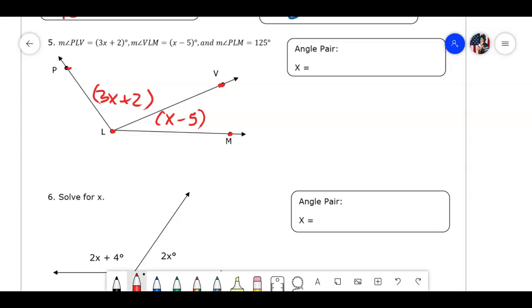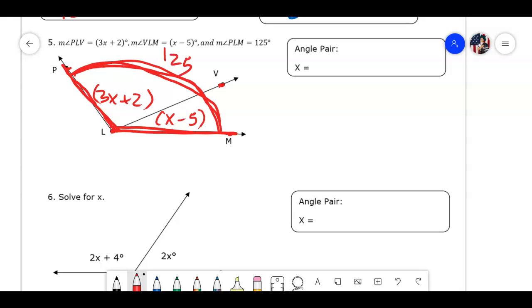Now, the last thing it says is PLM. Watch this. From P to L to M, that's the big whole angle, okay? So, to label that, here's what I like to do. I like to put a big arc. That's the whole angle is 125. So again, we are doing part plus part equals whole. The smaller angle plus the other smaller angle equals the whole big angle that consumes them all.